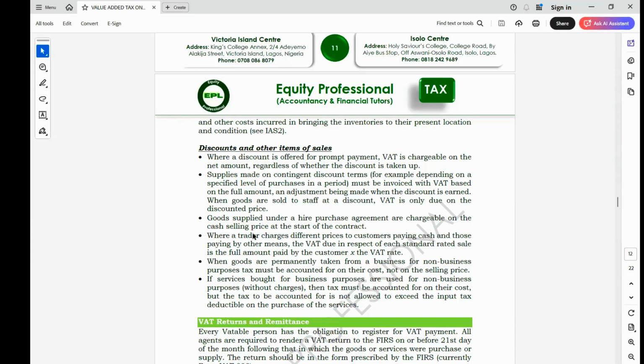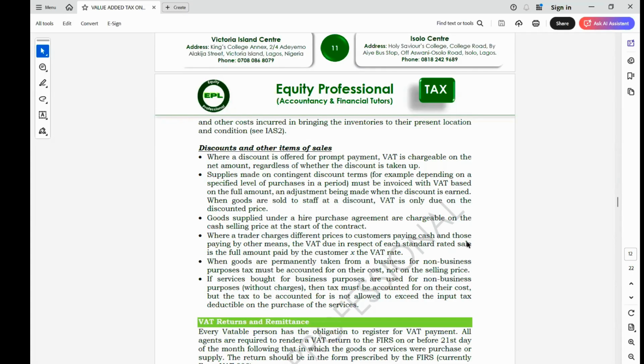Goods supplied under a hire purchase agreement are chargeable on the cash selling price at the start of the contract. Also, where the item is sold on hire purchase, at the beginning of the contract, you must calculate the value added tax on the cash price of that item. Where a trader charges different prices for customers paying cash and those paying by other means, VAT is charged at the standard rate on each price.